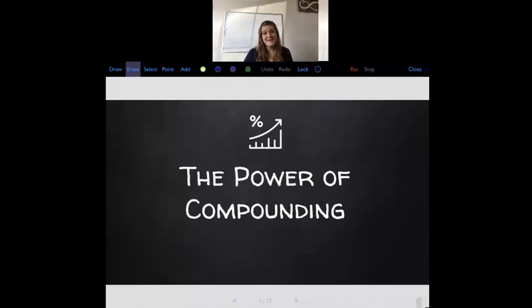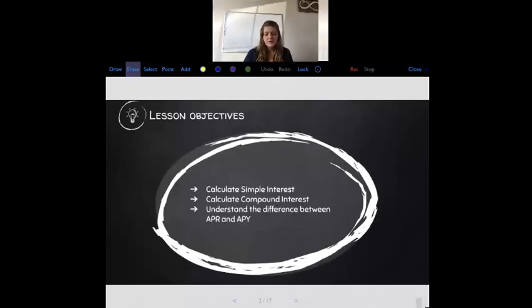This lesson is titled The Power of Compounding. We'll learn to calculate simple interest, compound interest, and we'll understand the difference between APR and APY.